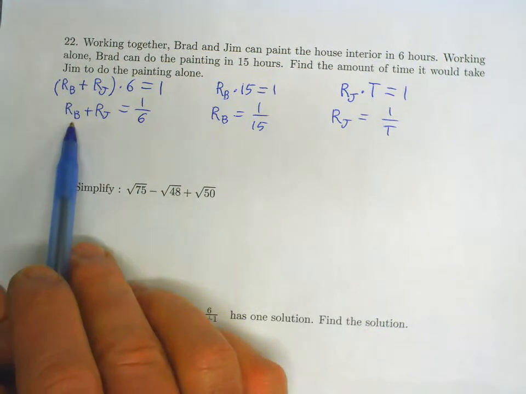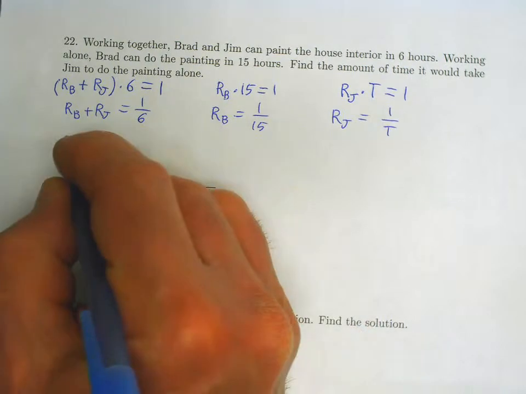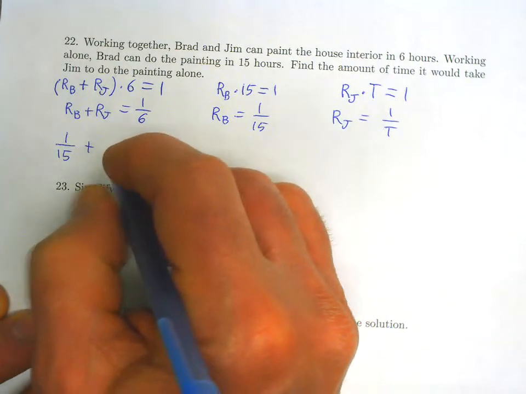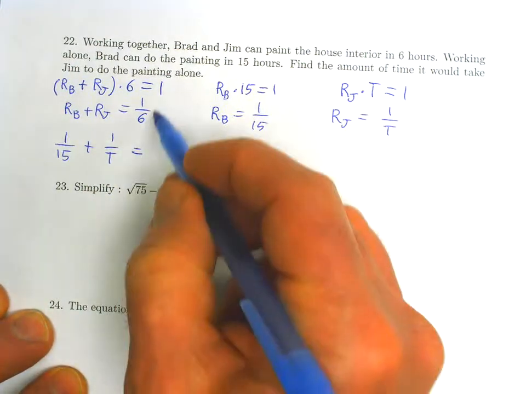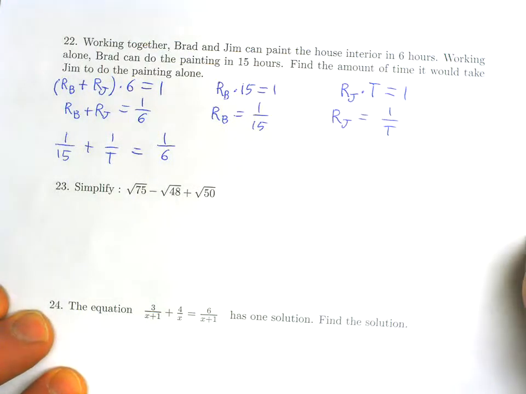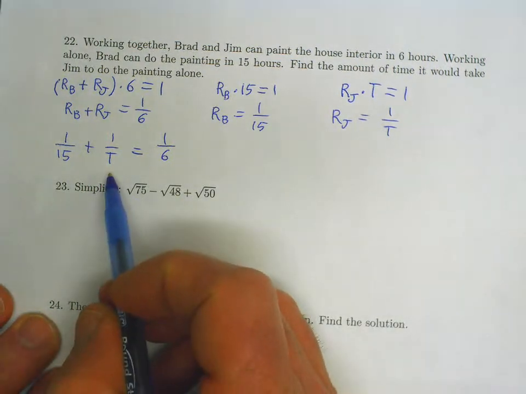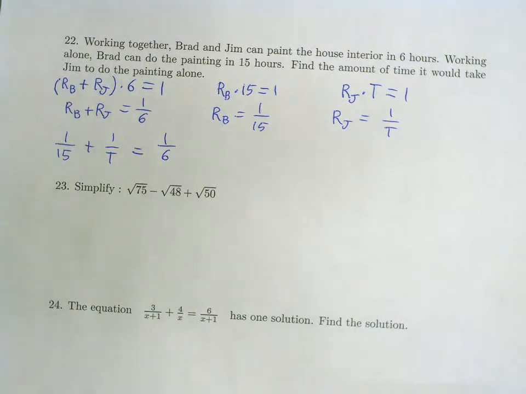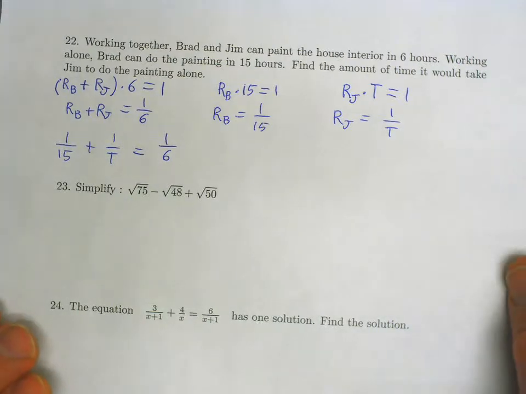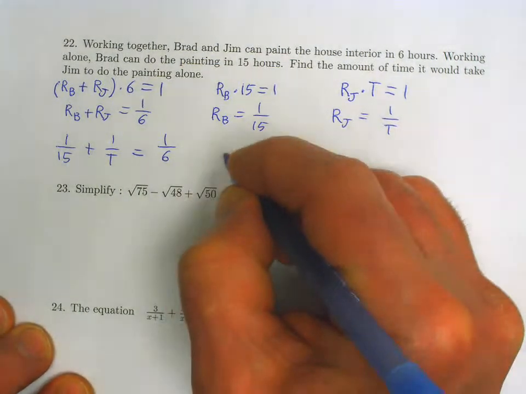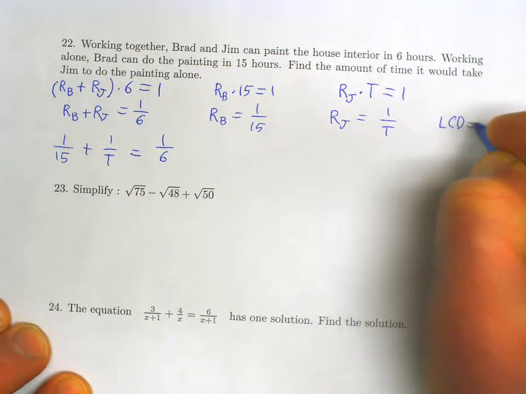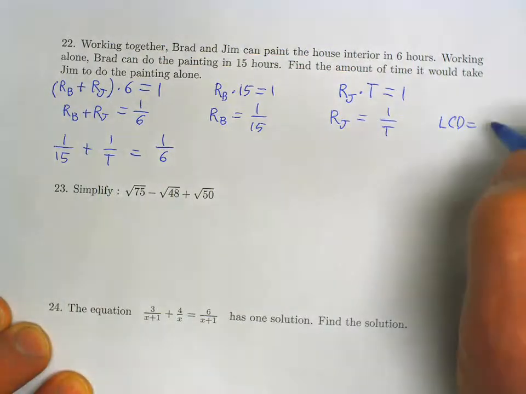Okay, so we replace Brad's rate with 1/15 in this equation. So 1/15 plus Jim's rate, which is plus 1/T. That's equal to 1/6. Okay, we want to solve for T. We see that T is in a denominator, so we'll clear denominators by multiplying every term on both sides by the least common multiple of the denominators. So the least common multiple of the denominators, I'll write that over here. Least common denominator is 30 times T.